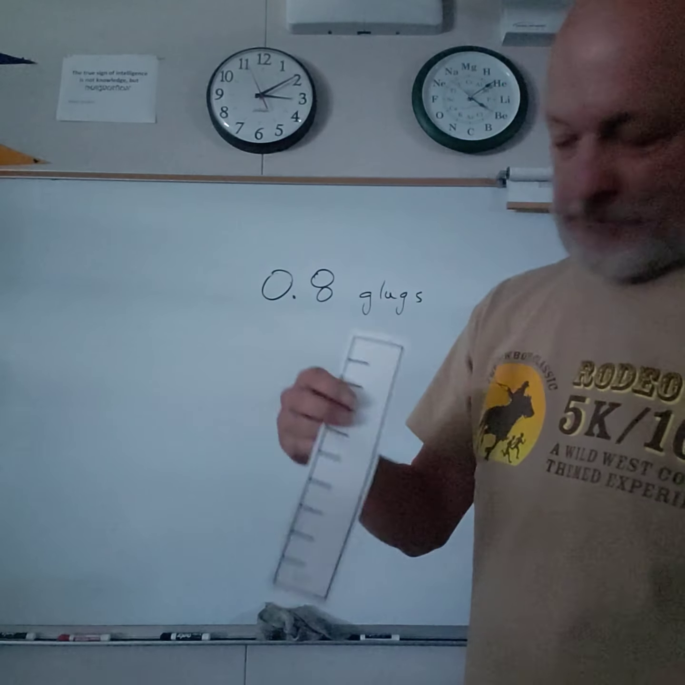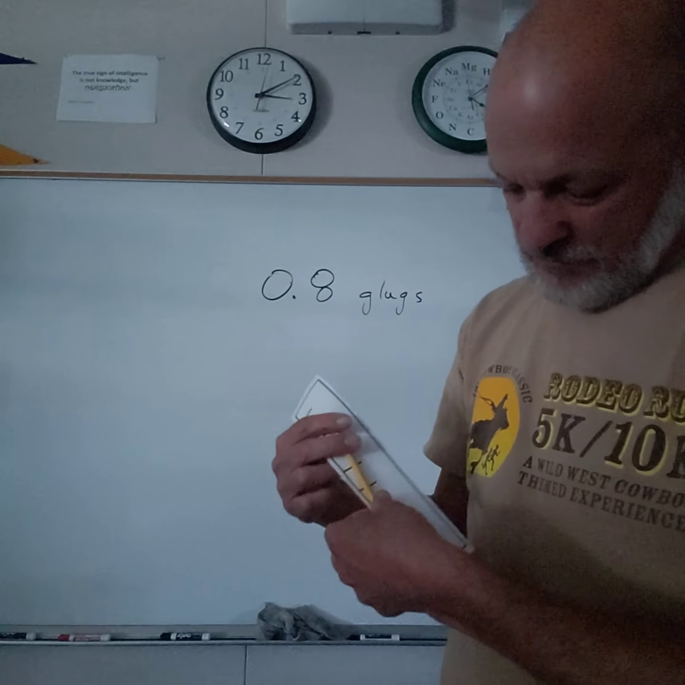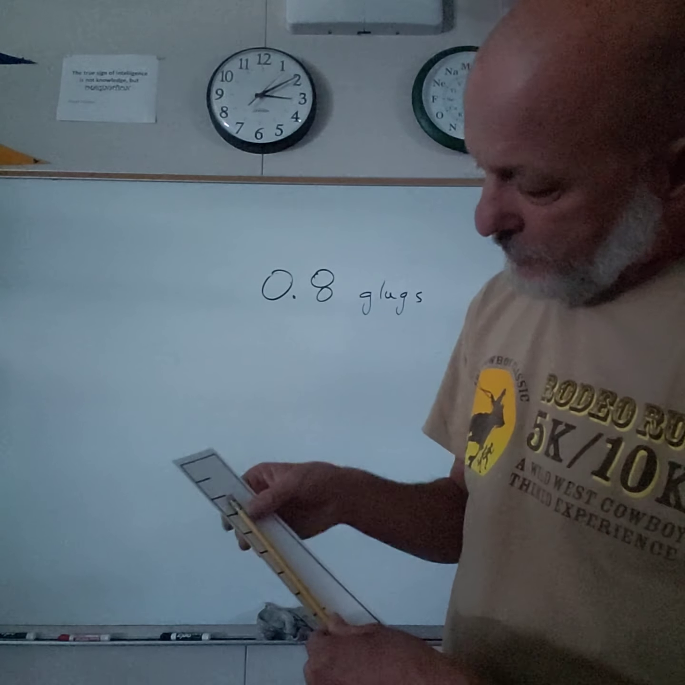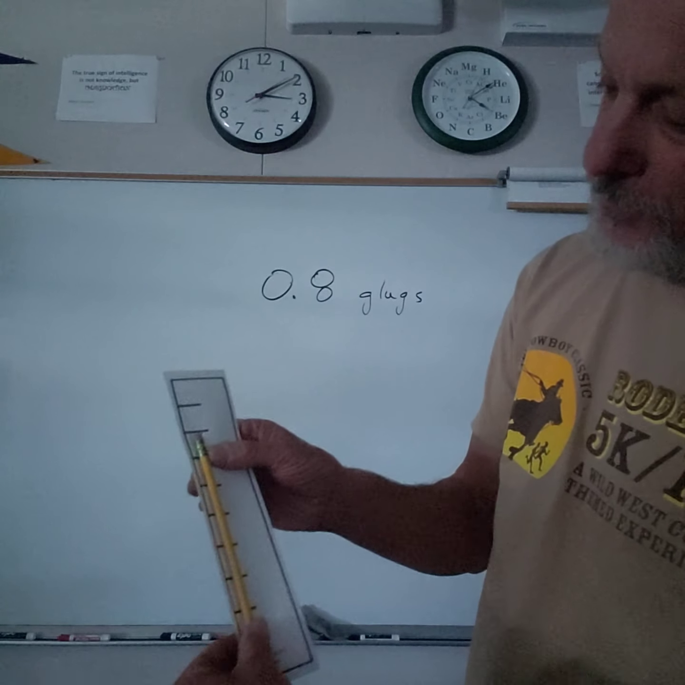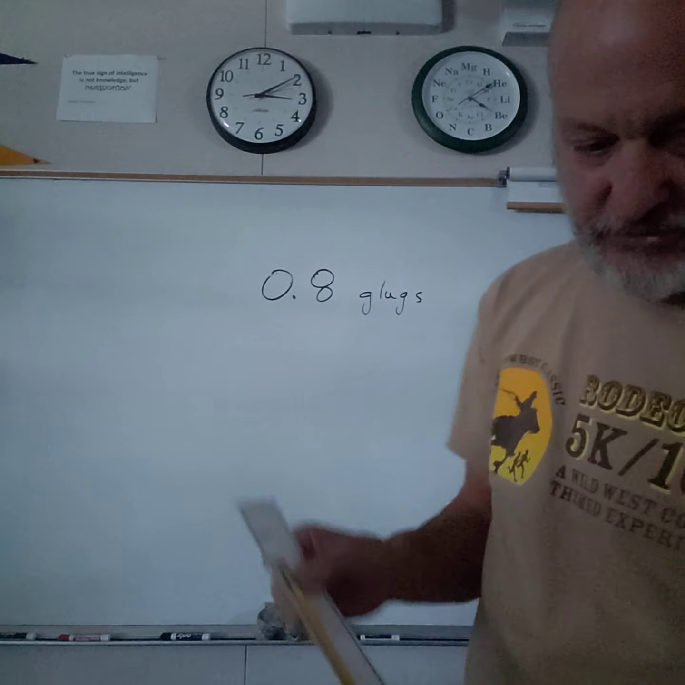So let's try this one. This is my ruler that goes to 1/10 of a glug, and I measure my pencil. I was pretty close with my 0.8. It's a little short of 0.8, so I'm going to go with 0.78.